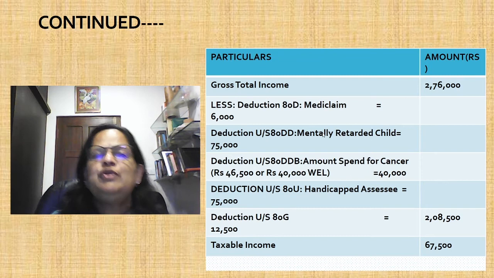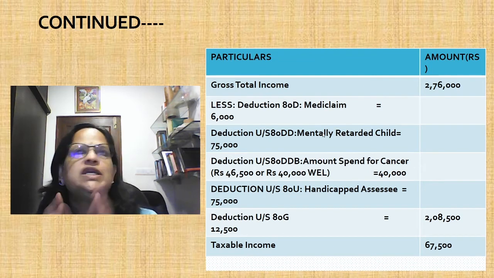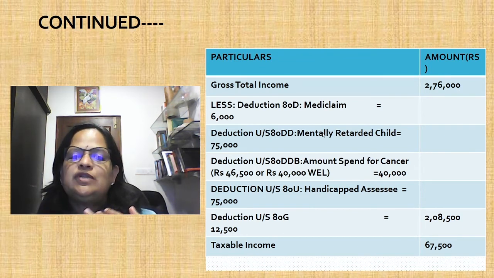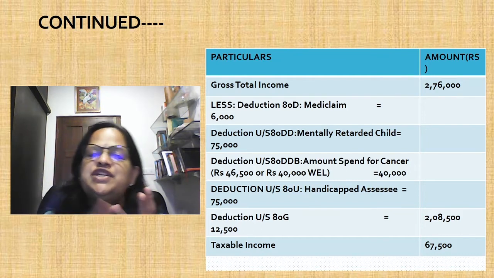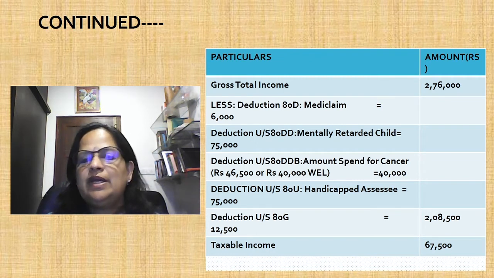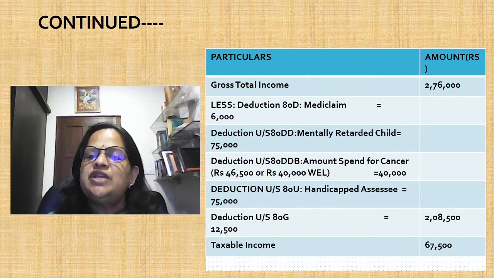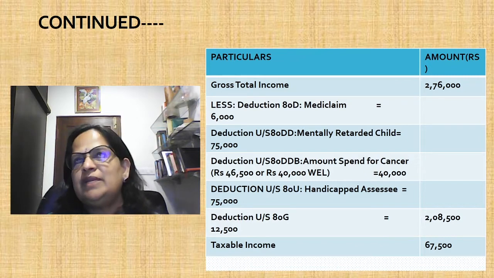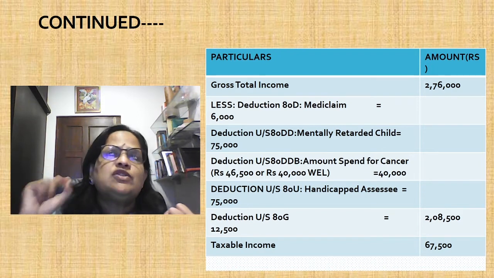Now Mediclaim, you know that he has paid to insurance and paid to GIC by check. So 6,000 can be allowed. Deduction under section 80DD, 40 mentally retarded child. So that is 75,000 he can claim. Next is deduction under section 80DDB, cancer patient of the mother.